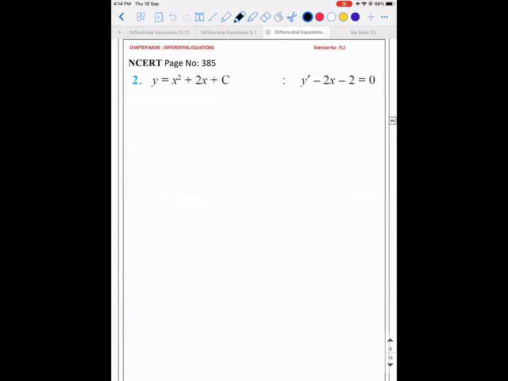y is equal to x square plus c. This kind of equation is called a general solution. Try to understand one thing. This is the function. This is the differential equation. When you differentiate a function, what do you get? Differential equation. So what will be the reverse process of differentiation? Integration. If a differential equation is given to you and you integrate it, you should get back the function. That is the meaning.